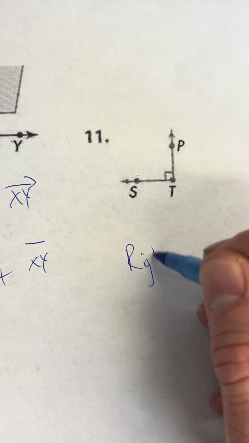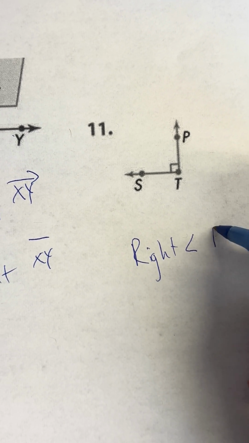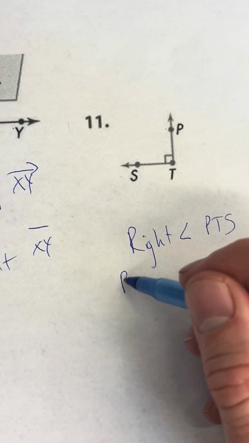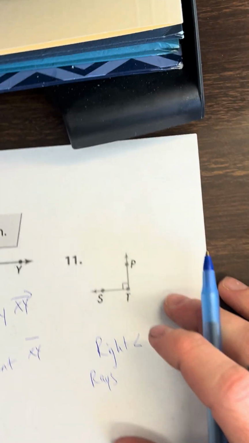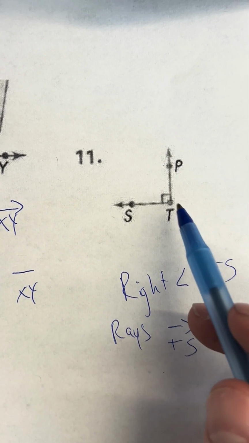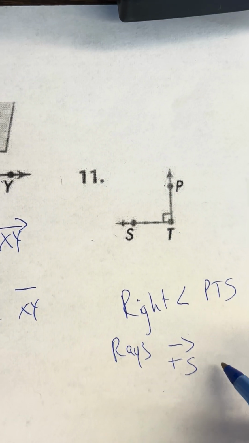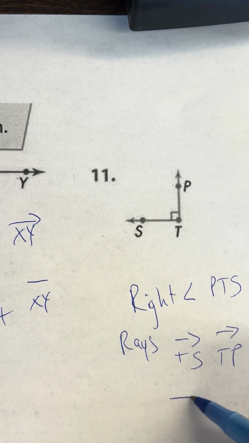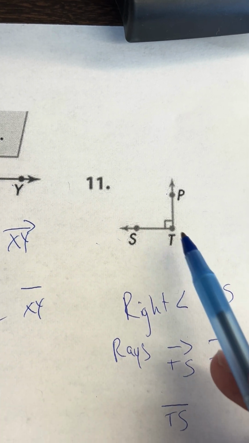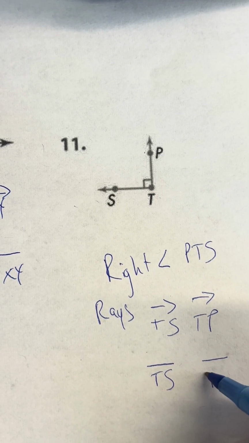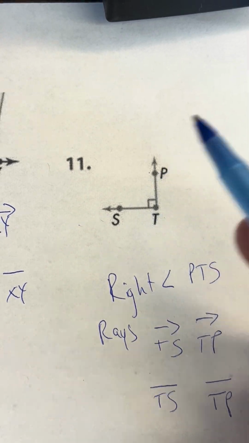Here I've got right angle PTS from here to there. Then we also have two rays. I've got ray TS starting from here going that way, and ray TP. And then I also have my line segments TS, which is from here to there and no further, and line segment TP from here to there and no further. That is it.